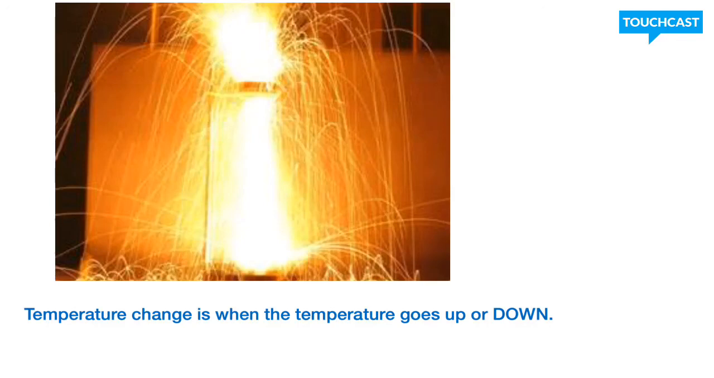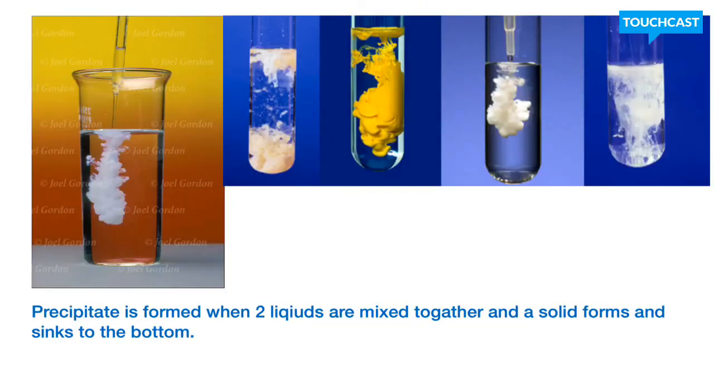Now, the last sign is a precipitate. It's basically whenever you mix 2 liquids together and a solid forms, and typically the solid's going to sink to the bottom. And it often also involves a color change, as you can see up there above.